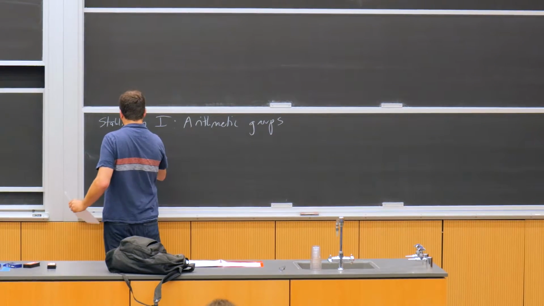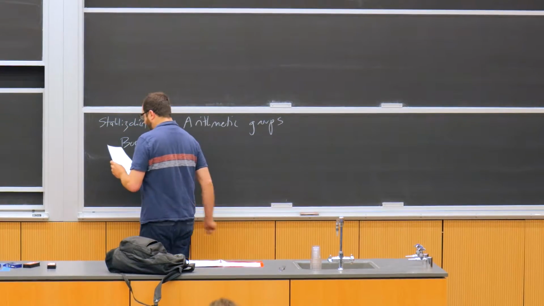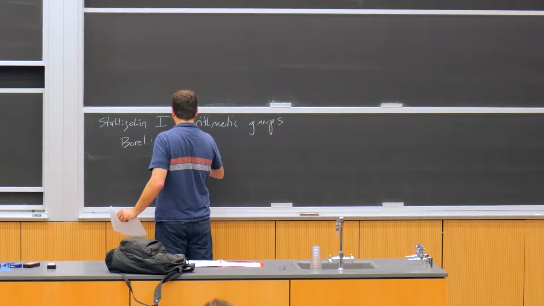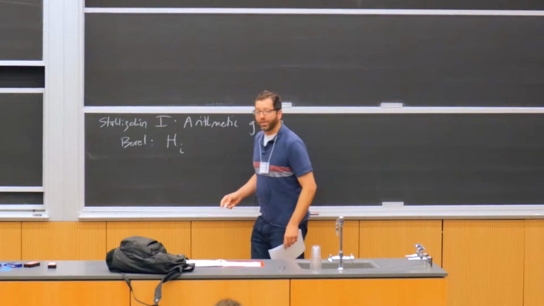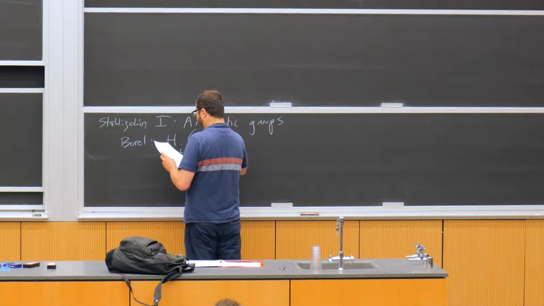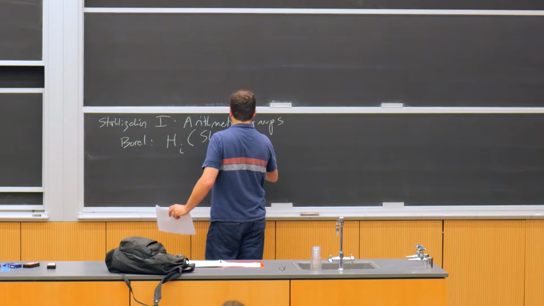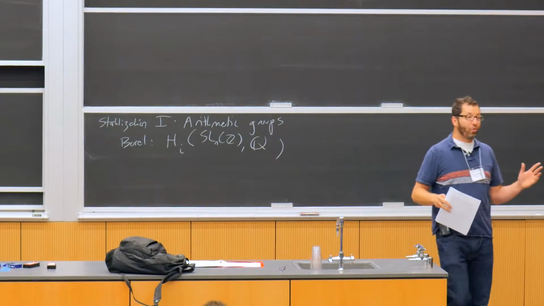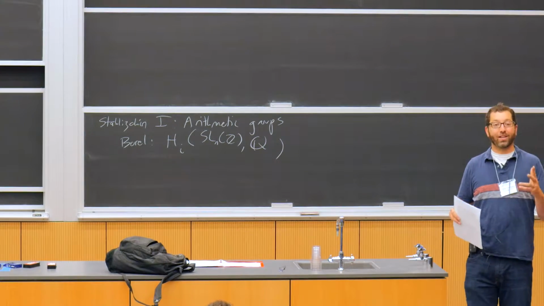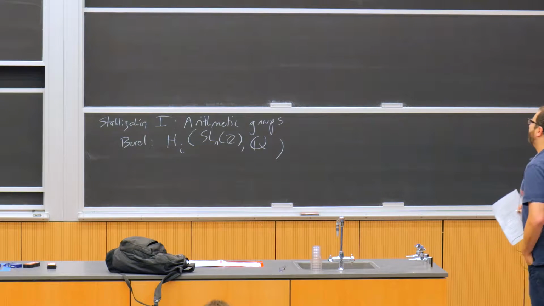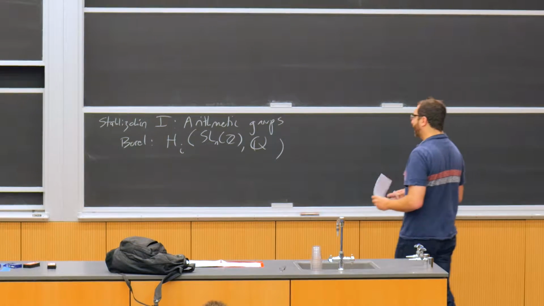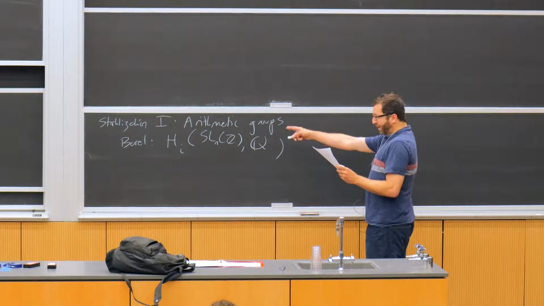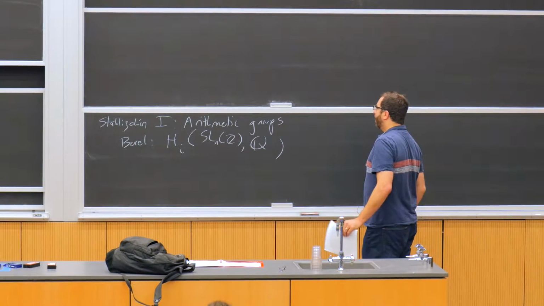So let me just quote a famous old theorem of Borel, which says the following. If I compute the ith homology of the group SL_n(Z), and now let's say with coefficients in Q, so what I'm doing is, if there's any torsion in this group, I want to ignore it for the moment. I'm just going to look at the free part and tensor with Q to make a Q vector space. Okay, so this is a Q vector space attached to this group.